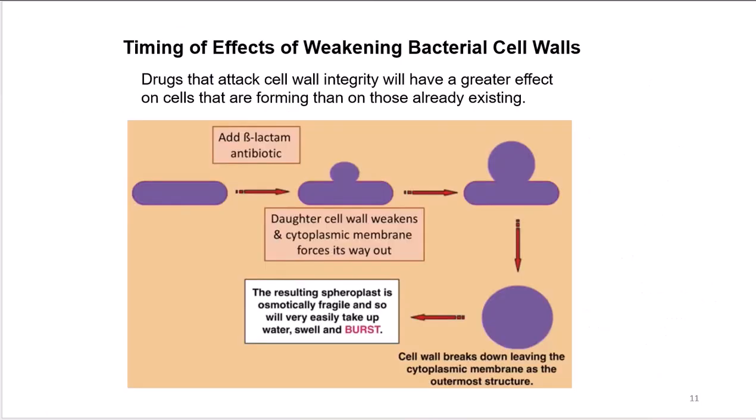Again, back to the osmotic pressure issue. With the beta-lactams, the parent cell already has a built-up cell wall, but the cells that come out of it that are growing are not going to have their cell walls formed correctly, and then you'll have a weakening in the membrane, and eventually it will burst.